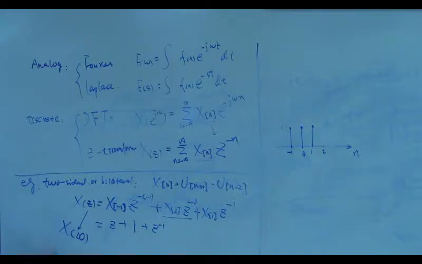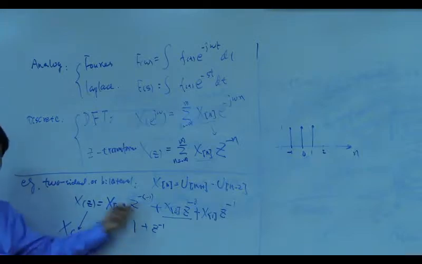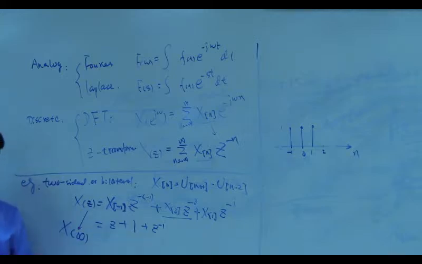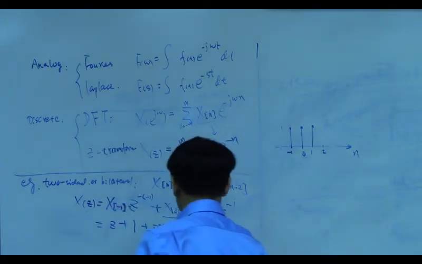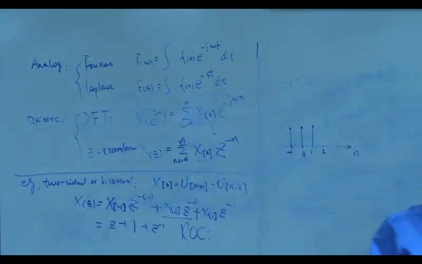Abbreviation for simple fraction expansion. Region of convergence, ROC, right? Because not all z make this converge. So we need to state the region of convergence. So in this one here, what is ROC? The region of convergence is every z except 0 and infinity.